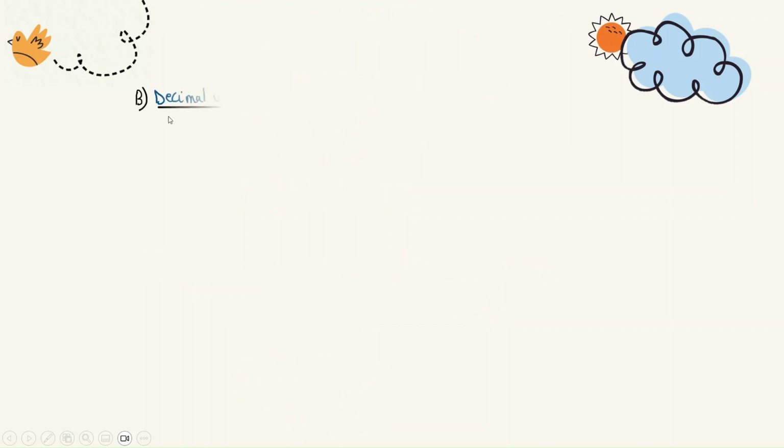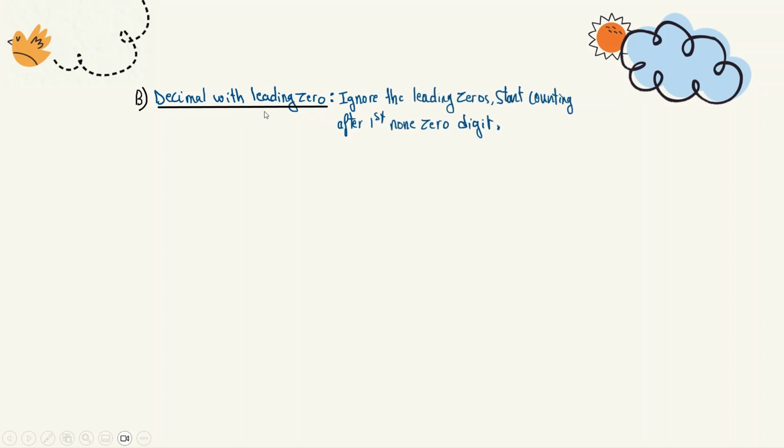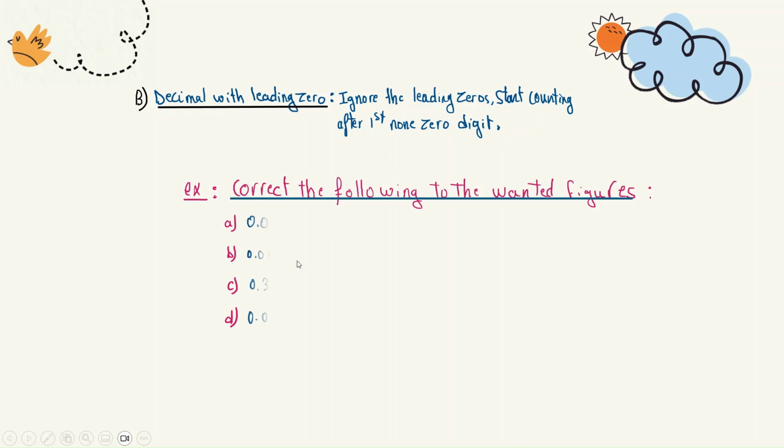Now, part B, decimals with leading zeros, means like 0.008. Ignore all the leading zeros, start counting after the first non-zero digit, then stop, don't add zeros. Like these examples, all are starting with zeros. As we agreed, we add zeros only in the whole number case.